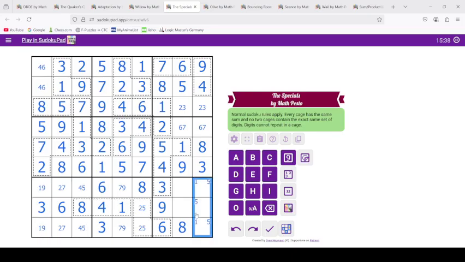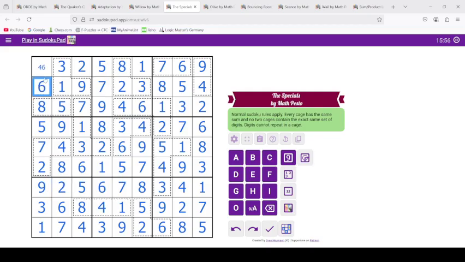Then we have 4 goes here, 4, 5. That's not a 5. 6, 7, 3, 2, 5, 1, 9, 7, 2, and 6, 4 up there. Nice. Nice little snack. 2-star puzzle, probably.